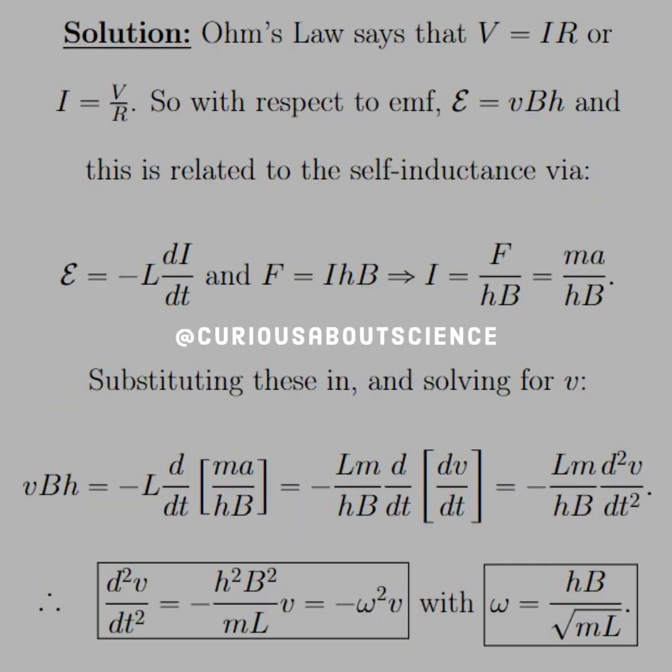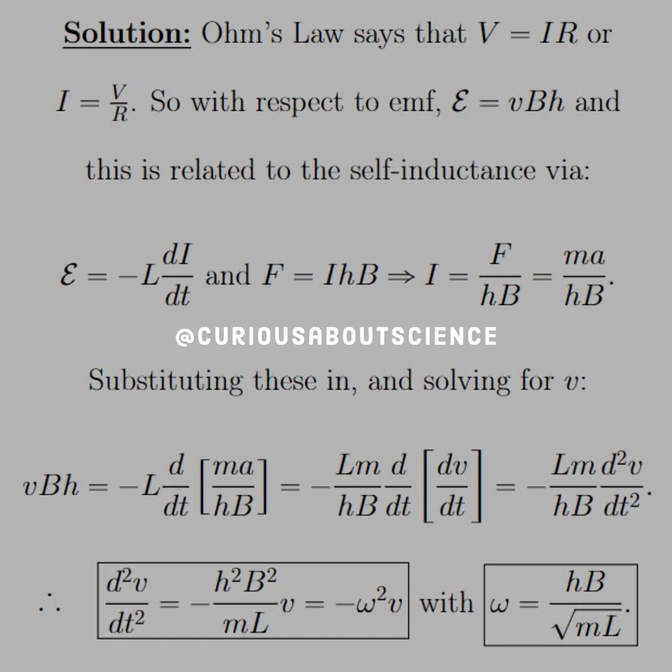Ohm's law says that V equals IR, so I is equal to V over R. So with respect to EMF, the curly E is equal to VBH, and thus this is related to the self-inductance via EMF equals negative L di/dt, and force is equal to IHB, so we can find I from the force equation. So force is equal to IHB, and Newton's law says that that's equal to MA.